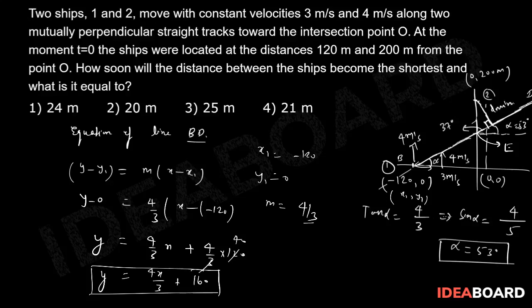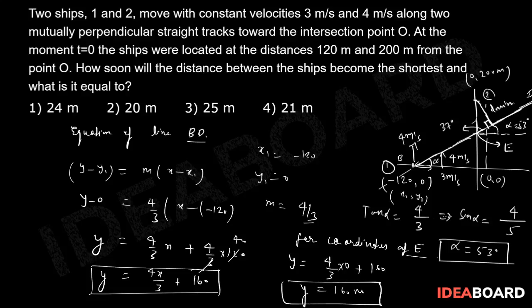So for coordinates of E, what I can do here, we can clearly know that x will be 0. So put x equal to 0, y is equal to 4 by 3 into 0 plus 160. That means simply y will be 160 meter.